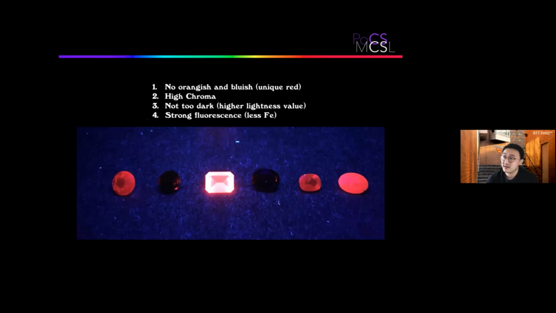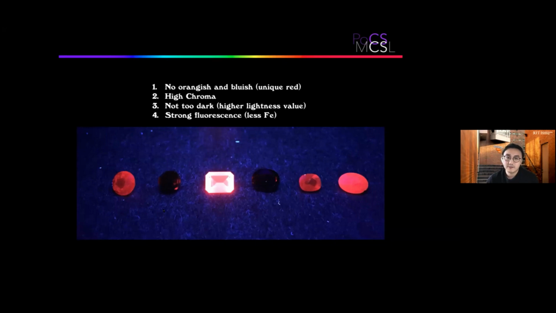Last but not least, the strong fluorescence, as with our topic Fluorescent Friday. The strong fluorescence is also important, but too much iron in the ruby could inhibit the fluorescence. So this image shows the ruby with different levels of fluorescence under the ultraviolet light. When people view the ruby under daylight, the daylight has some ultraviolet, so the ruby will show much more colorfulness due to the fluorescence.